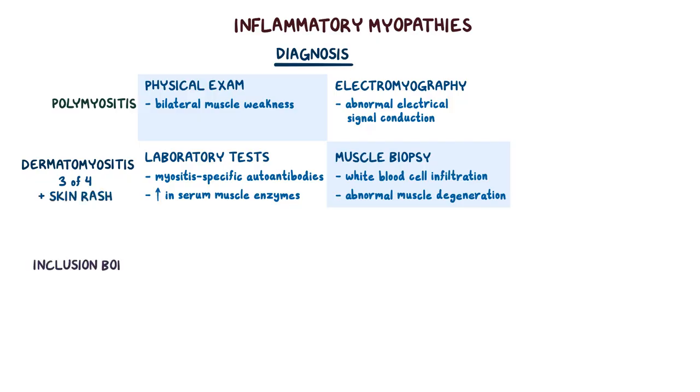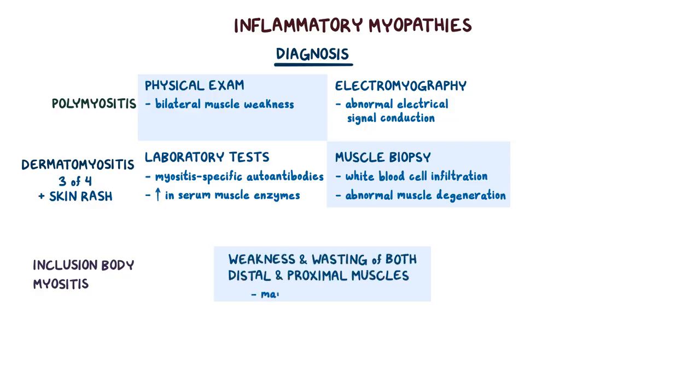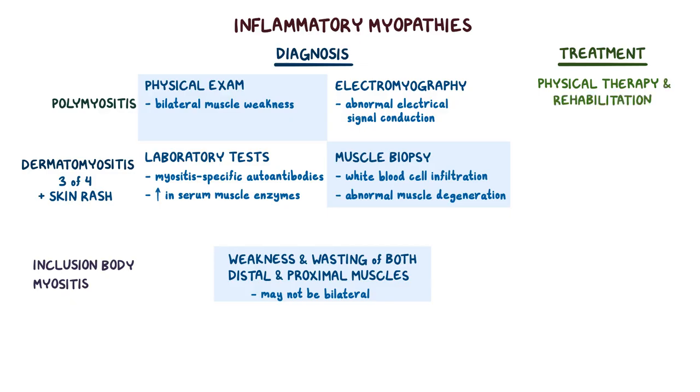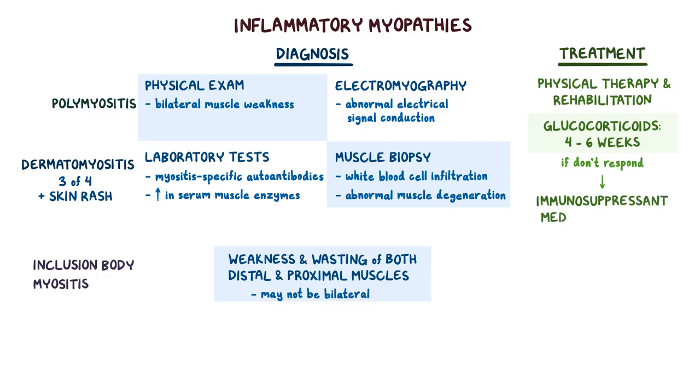On the other hand, inclusion body myositis generally has slowly progressive weakness and wasting of both distal and proximal muscles that may not be bilateral, especially involving the quadriceps, the wrists, and fingers. Physical therapy and rehabilitation should start early in the course of treatment. The standard initial treatment for dermatomyositis and polymyositis involves the administration of glucocorticoids for 4 to 6 weeks. Individuals that don't respond to glucocorticoids might be started on immunosuppressant medications, and in some settings IVIG can be used. For inclusion body myositis, there's no optimal standard immunomodulatory therapy, so treatment relies heavily on exercise and physical therapy.